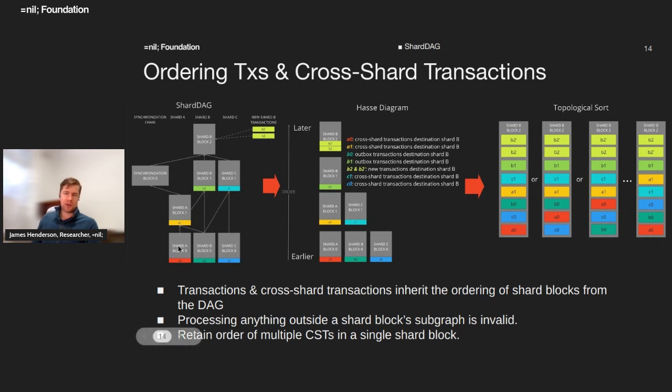Of course, it could happen that one of these shard blocks that has cross-shard transactions actually has more than one. So let's say this red one at the bottom here has 2 or more cross-shard transactions in it that have a destination in shard B. When they're included in the block in shard B, they have to be included in the same order that they're created in within, say, this red shard A block 0. You can't go and fiddle around with the ordering to reorder things. Okay.